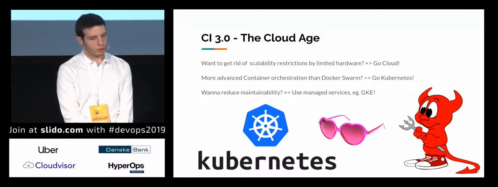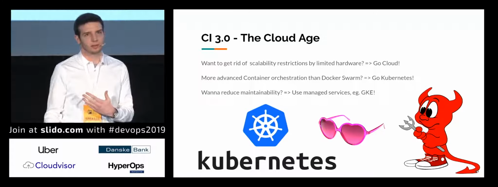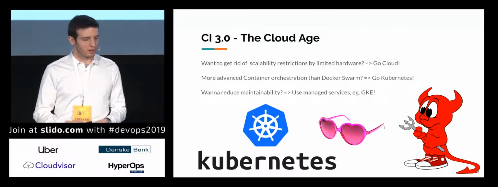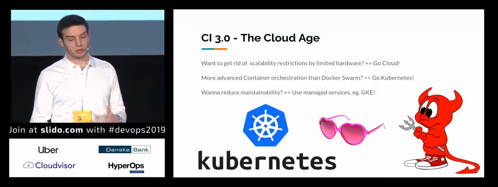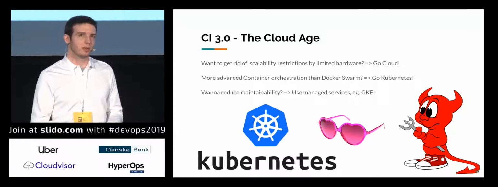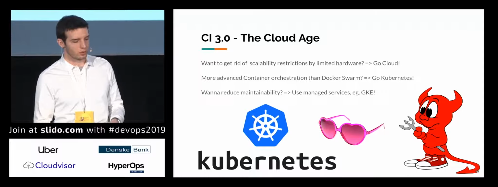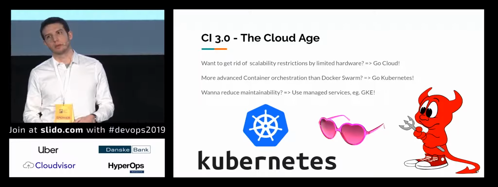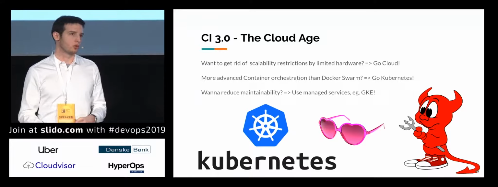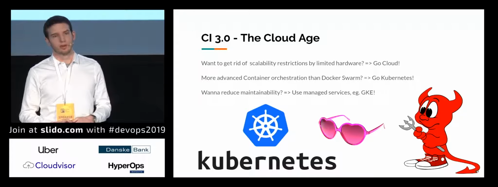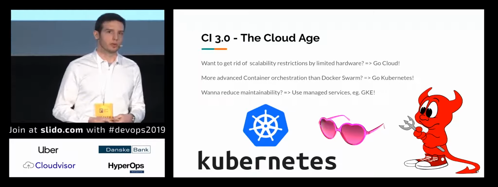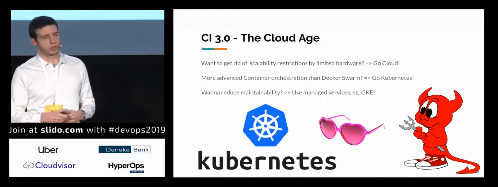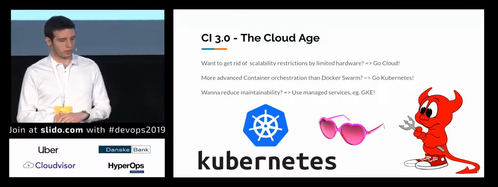So our main problem was, of course, scalability. We said, okay, maybe we should try this thing that everyone is using called the cloud. We wanted more advanced container orchestration than Docker Swarm. Okay, maybe we should have a look at this Kubernetes everyone is talking about. And we wanted to reduce maintenance. At the end, we didn't care about the physical machine. All we cared about was that our jobs were running, that our CI was stable. And so we said, okay, let's try to use a managed service like Google Cloud. At the time, AWS was still not offering a managed solution for Kubernetes.